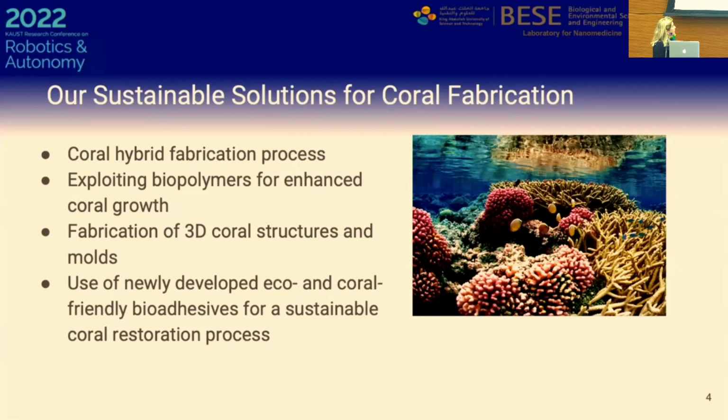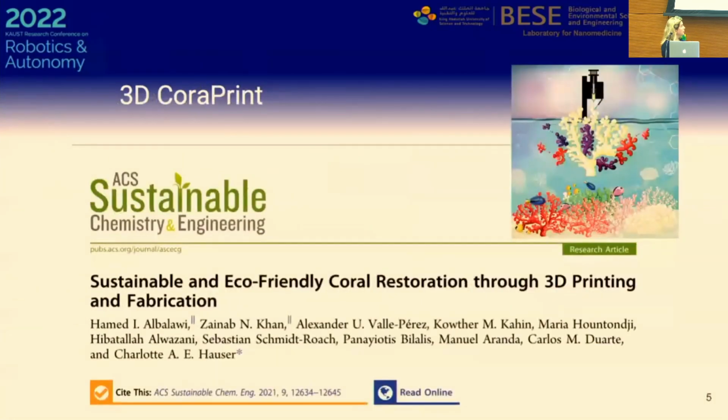We have also developed something else, like bioadhesives, because the whole process, as you have seen, is not only printing structures, but also including living material, gluing it onto the structure, and then seeing in the tests, in tanks or later in the field, if we are successful. We have published something, though the time is really short here, which you might read about. This is what we call 3D CoraPrint, a sustainable and eco-friendly process through 3D printing and fabrication.